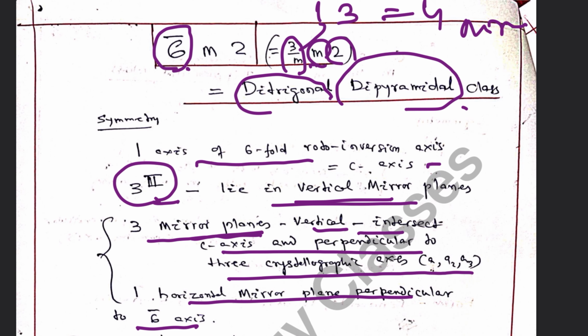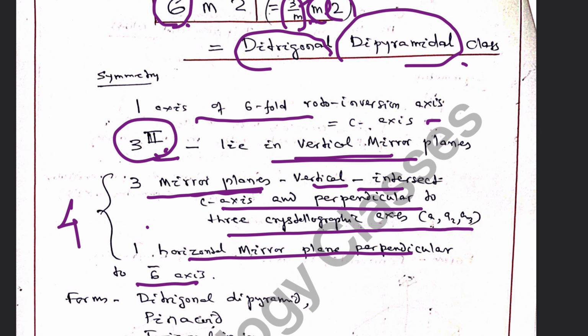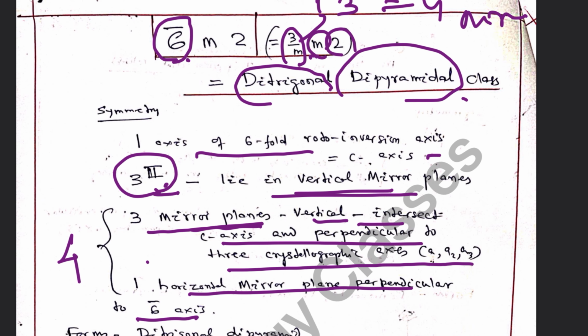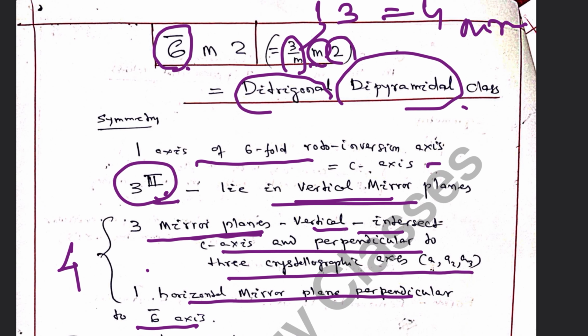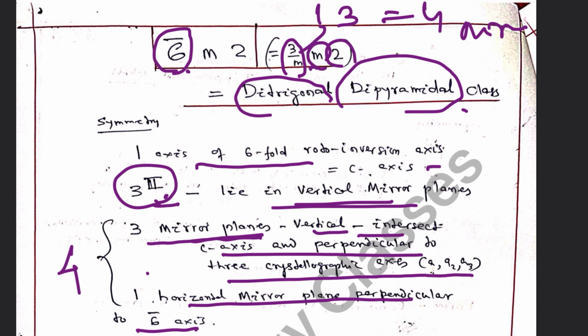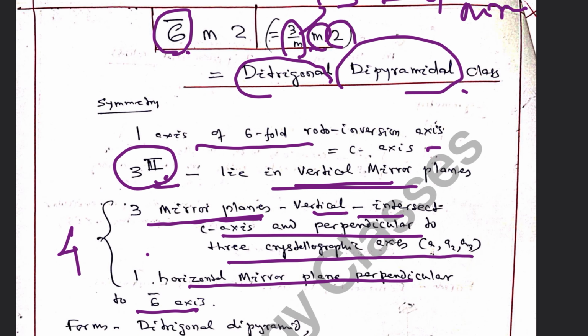Three axes of 2-fold, four mirror planes, and one axis of 6-fold rotoinversion. This is the symmetry element, and this is the ditrigonal dipyramidal class, because 6-bar is equal to 3/m. So 3/m means trigonal dipyramid. With m and 2, it becomes the ditrigonal dipyramidal class.